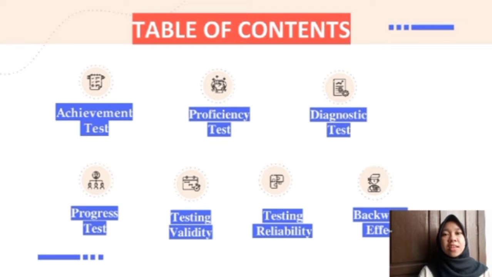This is a table of contents regarding the material that we will explain. It contains 7 materials. The first is the achievement test, the second is proficiency test, the third is diagnostic test, the fourth is progress test, next is testing validity, testing reliability, and the last is backwash effect.